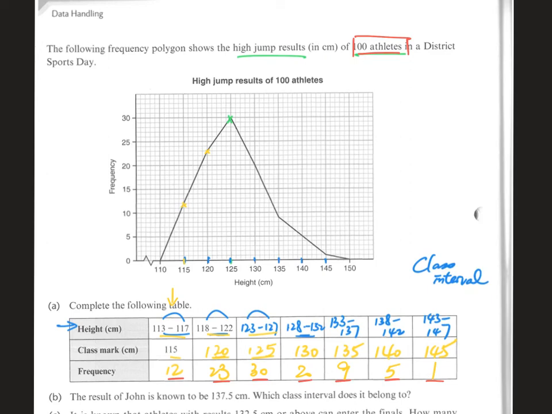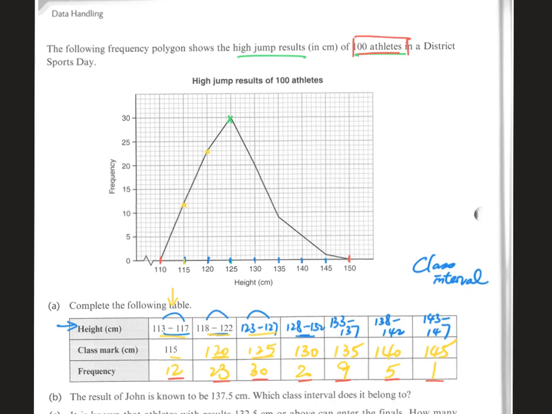And one more thing is, in the frequency table, we don't have the information about 110 and 150 because they are the two newly added points which the frequency curve or frequency polygon should have. They do not belong to the original frequency table itself. So please bear that in mind.